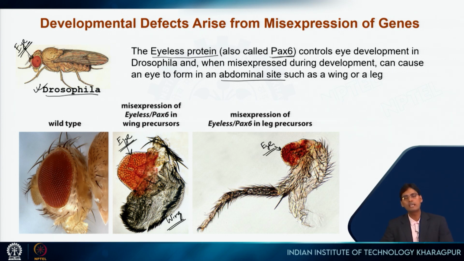So therefore, this kind of thing is very much conserved also. The expression should be strictly regulated. The misexpression will result in developmental defects. But fortunately, most of the time everything is going properly in our body. That's why we are healthy and happy.